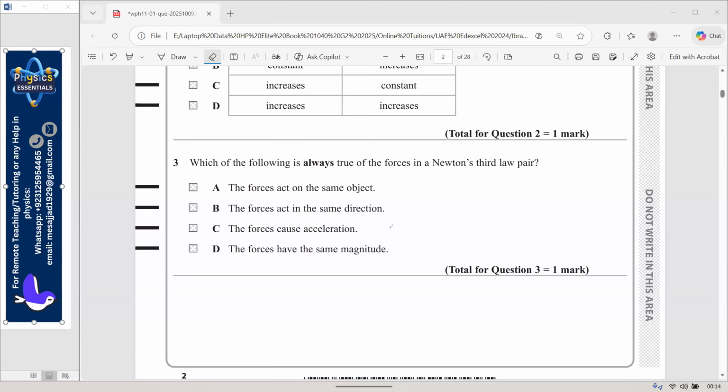first one. So under these conditions, the only option is D, because you cannot put the forces on the same object. This will violate Newton's third law of motion, and they cannot be in the same direction. This will violate Newton's third law of motion, and the forces cannot cause acceleration because these two forces are equal and opposite in direction, so they will cancel each other and there will be no acceleration. So the only option for this is D.